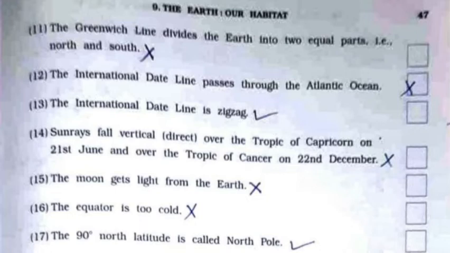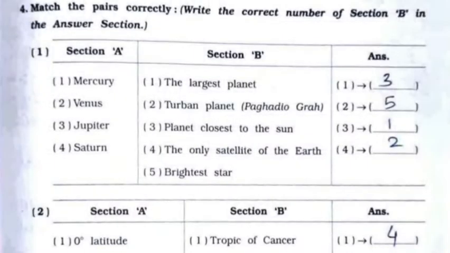15th, the moon gets light from the earth, it is false. 16th, the equator is too cold, it is false. 17th, the 90-degree north latitude is called North Pole, it is true. Now we'll continue with question number 4, that is match the following.